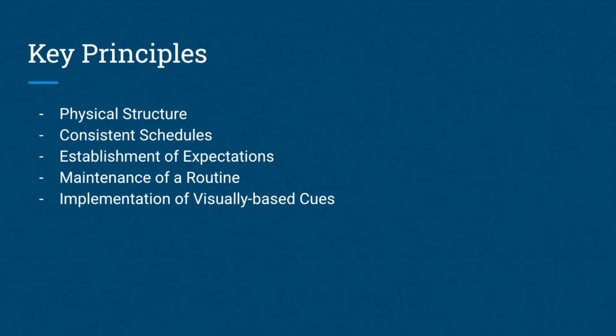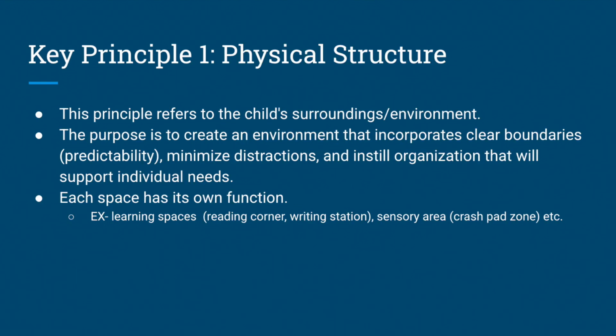TEACCH uses 5 key principles for the implementation of intervention: physical structure, consistent schedules, establishment of expectations, maintenance of a routine, and implementation of visual-based cues. Physical structure refers to the child's surroundings and environment. This principle helps educators, caregivers, and therapists to create an environment that incorporates clear boundaries, minimizes auditory and visual distractions, and instills a unique organizational system that will support the individual needs of the child.